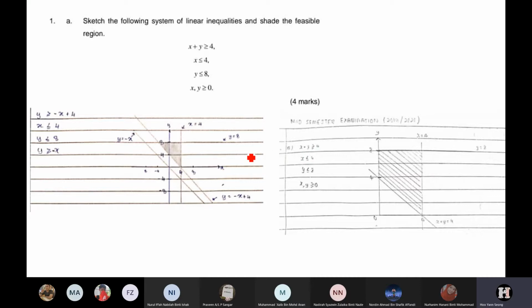In these two answers, one of them marks x equals 0, y equals 0. That is not needed in the answer. What is needed is the name of the line: x plus y equals 4, or you can also write y equals negative x plus 4. Then x equals 4, and y equals 8.